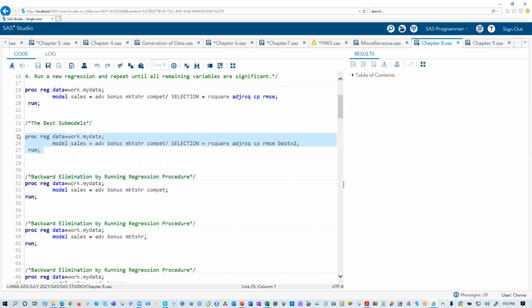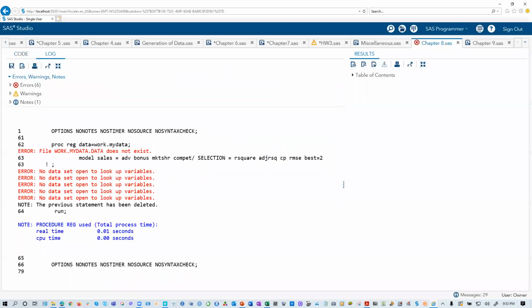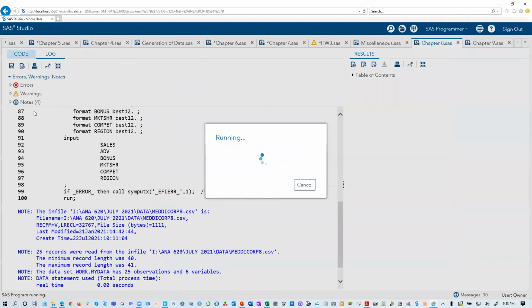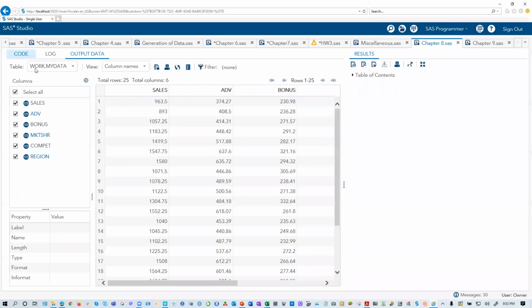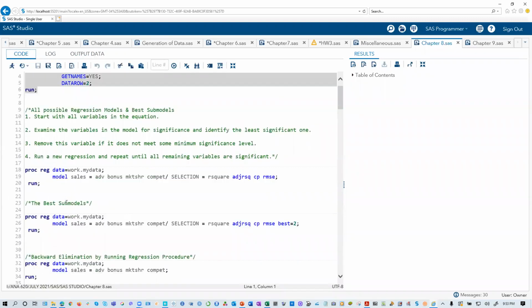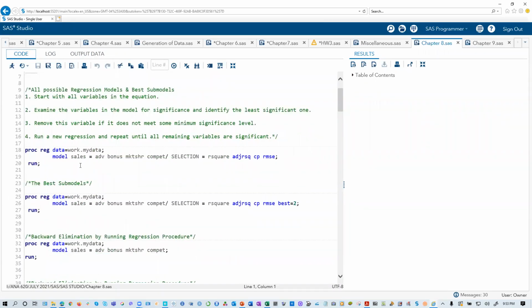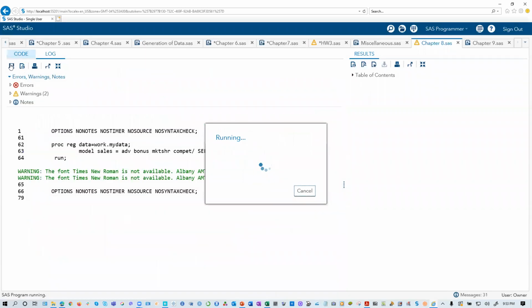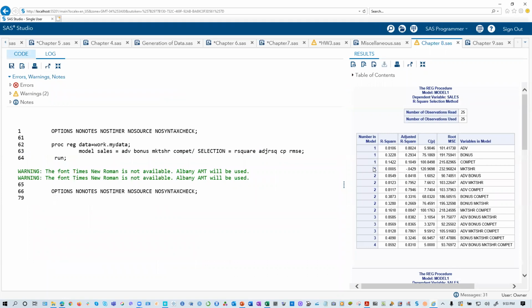Okay. And there, first I run this one. The work data file is not there, that's okay. I'm going to run this one. Let's go to this one. I'm going to run with all of them. See, the all possible regression will display all the submodels. With one variable, you have 4 of them. With 2 variables, you have 6 of them. With 3 variables, you have 4 of them. For 4 variables, you have 1.